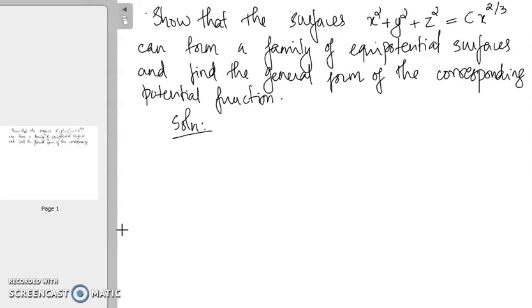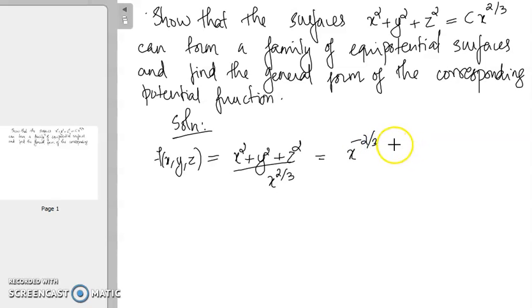So here you have f of x, y, z equal to c as the surface given to us. Here f of x, y, z will be x square plus y square plus z square by x raised to 2 by 3. That I can write as x raised to minus 2 by 3 into x square plus y square plus z square.